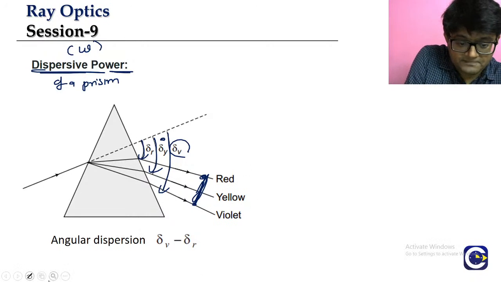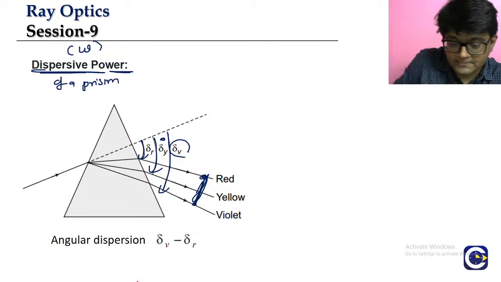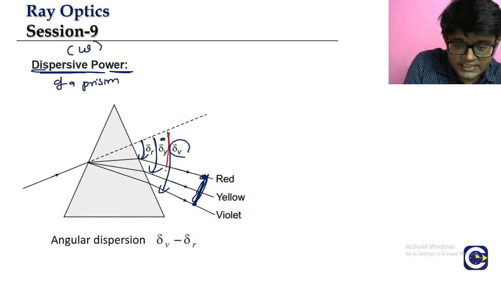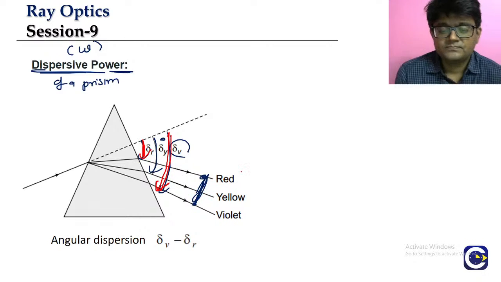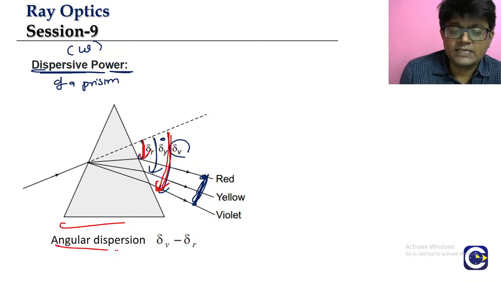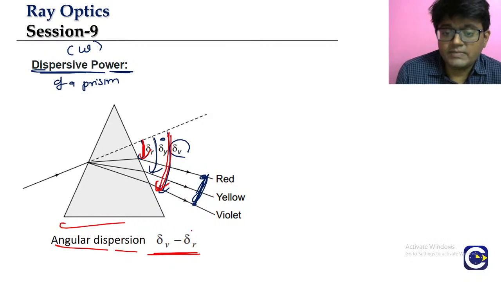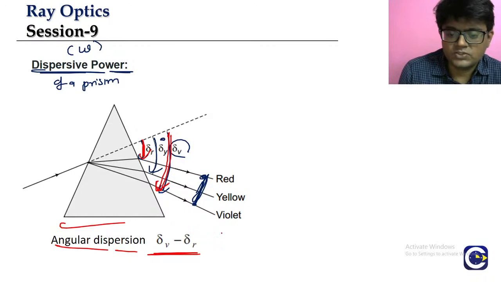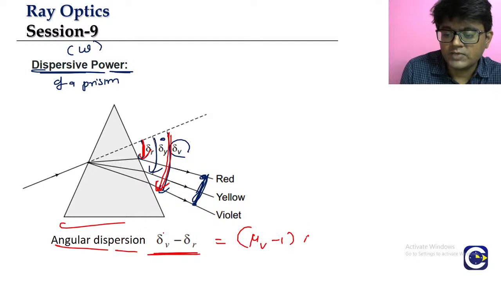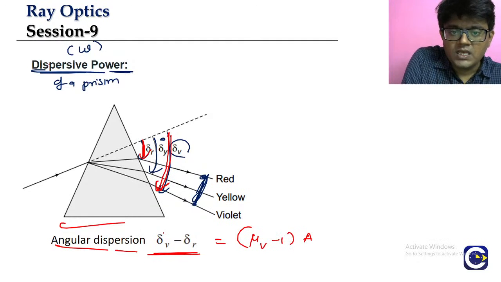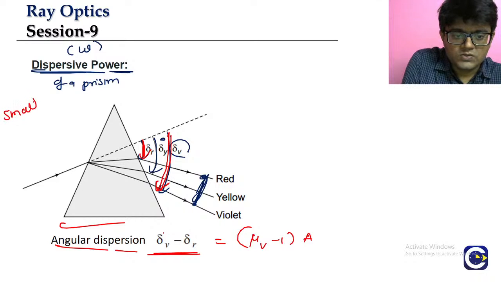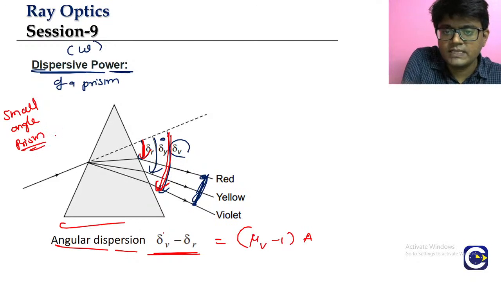So if you subtract the delta red value from the delta violet value, the remaining is what? The spread. The spread is also called angular dispersion. How do you measure it? The deviation of the violet minus the deviation of the red. This is called angular dispersion. So angular dispersion will be what? Delta violet means mu violet minus 1 into A. Here we are going on with the small angle prism assumption. All these things we are continuing with the assumption of the small angle prism.